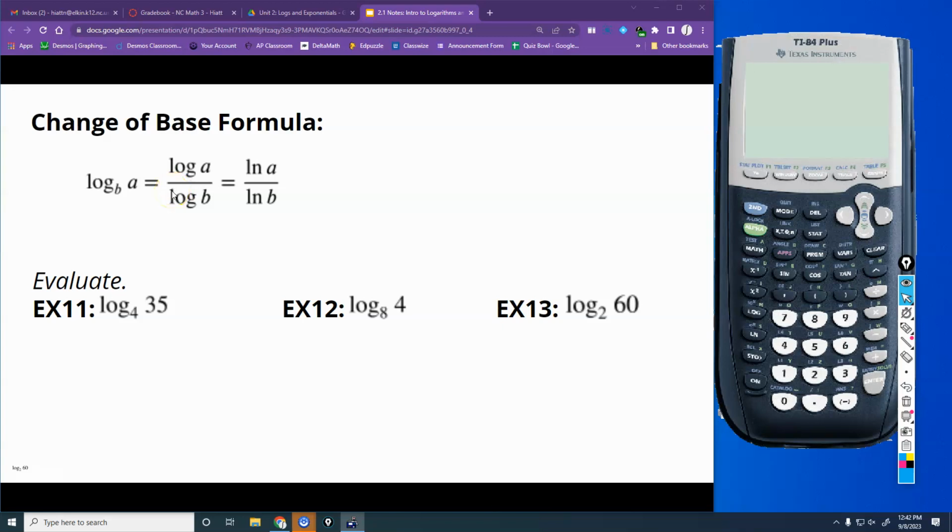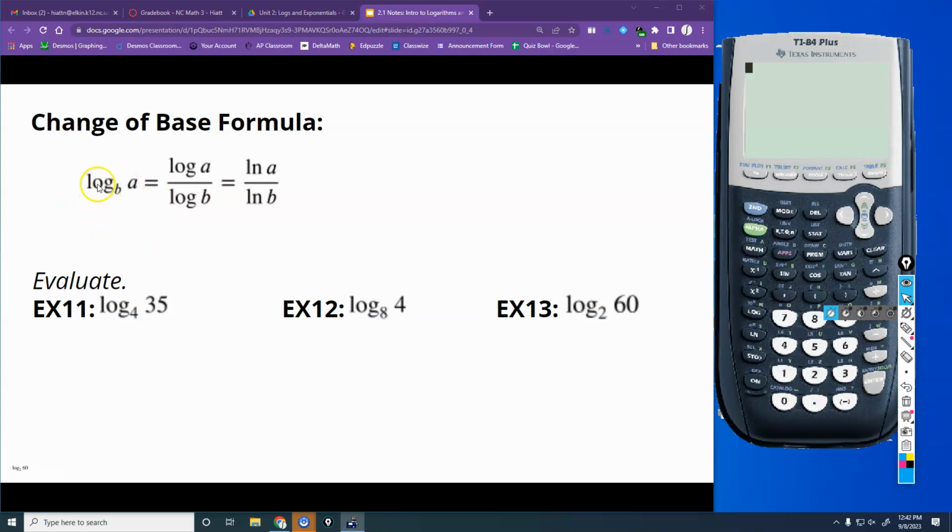Change of base formula is super simple, and it's very useful for typing things into the calculator. Now on Desmos, you can type it in with the base, so you don't have to use this on Desmos, but you could if you wanted to. I like to use it even on Desmos because it's just faster to type in, but you can do it the other way on Desmos.